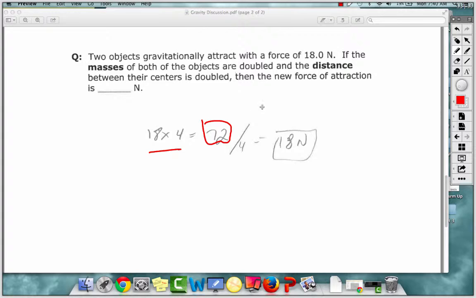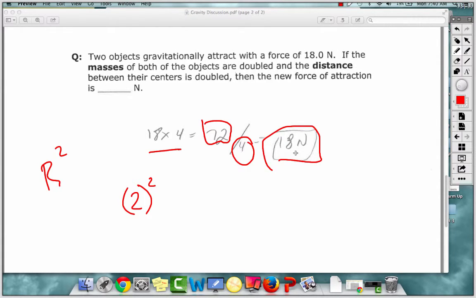The issue is that the problem says that the distance is also doubled. And remember, in Newton's law, r is squared. So I'm going to take 2, because that's the factor by which it increases, and square it. 2 squared is 4. So I'm going to take 72 divided by 4, and that gives us 18 newtons, which is actually the same thing that we started with, but that actually is the answer. It would be 18 newtons.